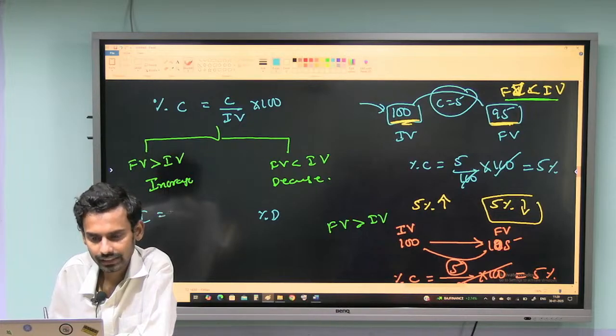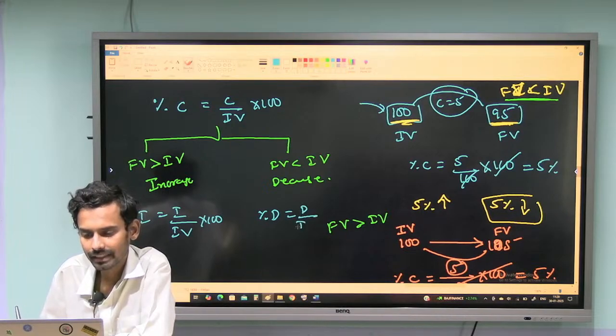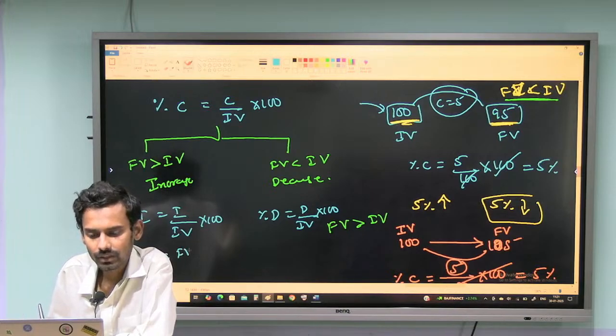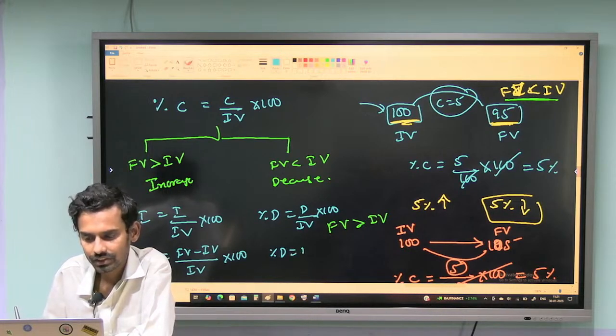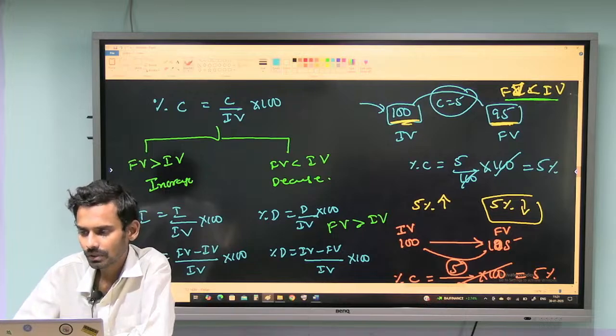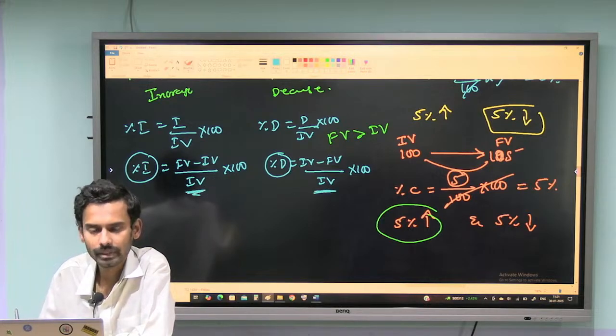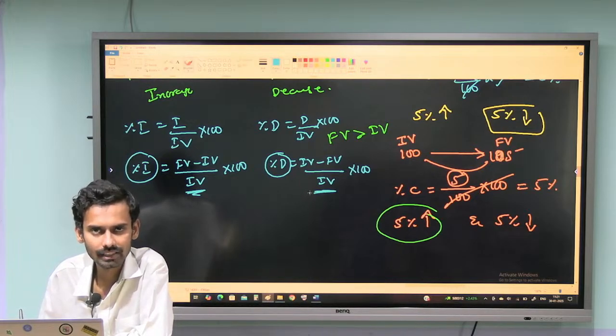Percentage increase will be increase divided by initial value into 100, and percentage decrease will be decrease divided by initial value into 100. And how to find increase? Increase is nothing but final value minus initial value. So the formula I can write like this as well: final value minus initial value divided by initial value into 100, and for percentage decrease it will be initial value minus final value divided by initial value into 100. Now if you observe, whether it is percentage increase or percentage decrease, you always take the initial value in the denominator, which means the parameter for comparison will be the initial value whether it is increasing or decreasing.